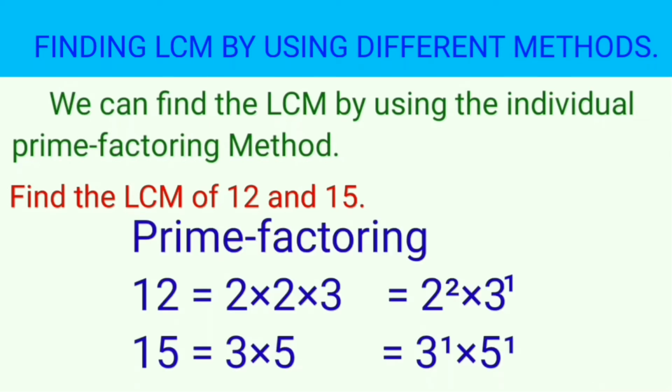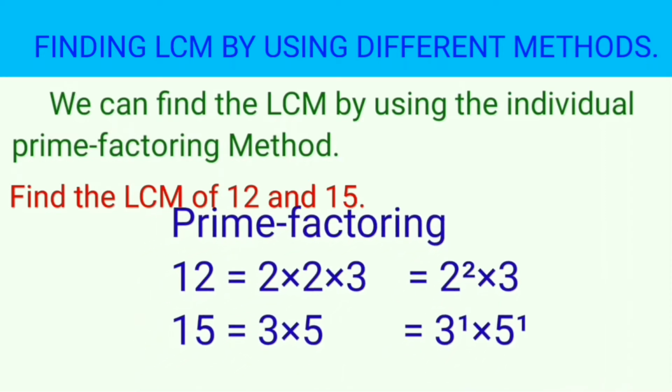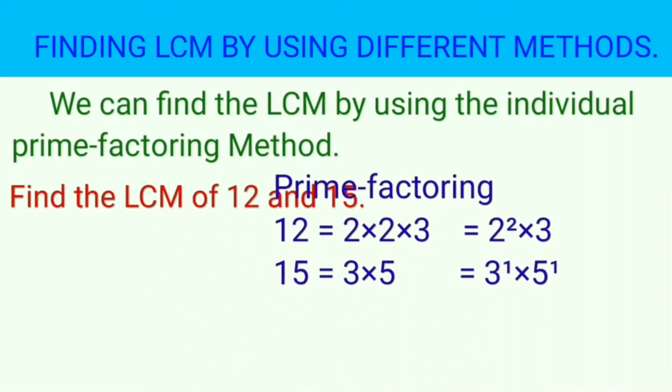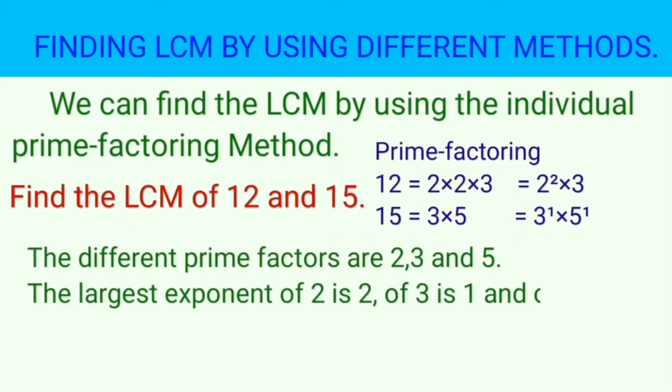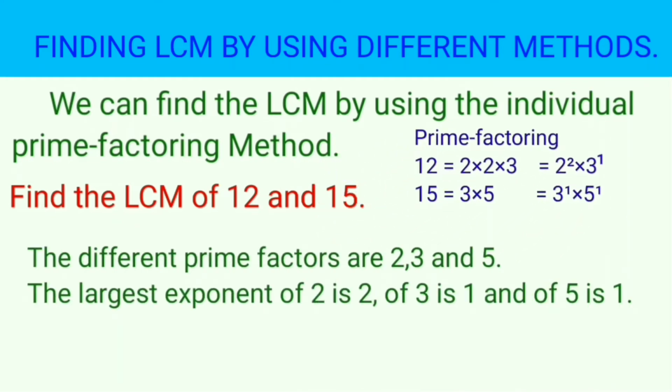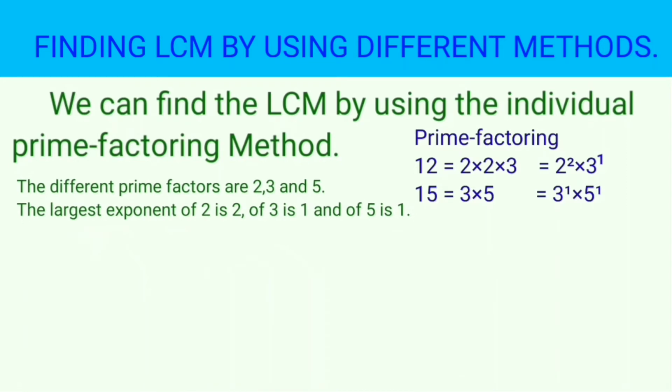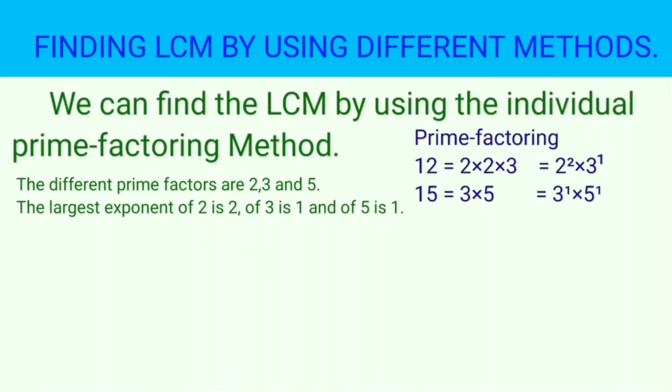Prime factoring. 12 is equal to 2 into 2 into 3. It is written as 2 square into 3 to the power 1. 15 is equal to 3 into 5. It is 3 to the power 1 into 5 to the power 1. The different prime factors are 2, 3 and 5. The largest exponent of 2 is 2. The largest exponent of 3 is 1. The largest exponent of 5 is 1.